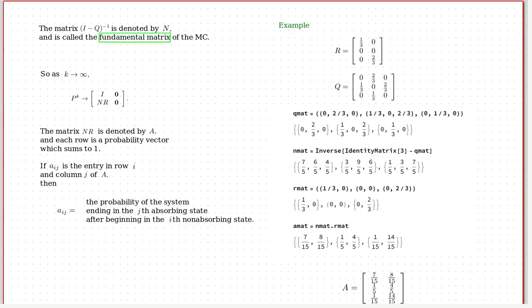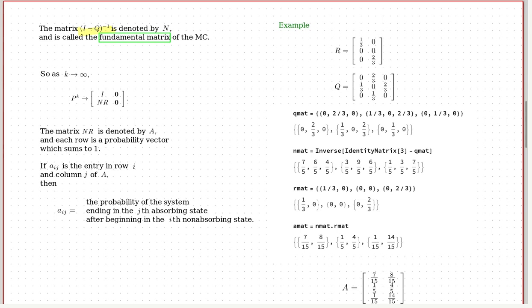Now, this matrix, the geometric series in Q, I plus Q plus Q squared plus Q cubed, etc., we've just seen that it's equal to (I minus Q) inverse, and this is denoted by capital N. It's called the fundamental matrix of this Markov chain, the fundamental matrix of the absorbing Markov chain.